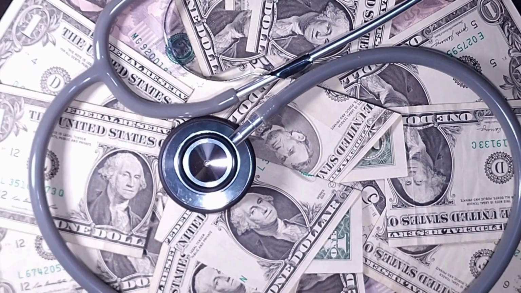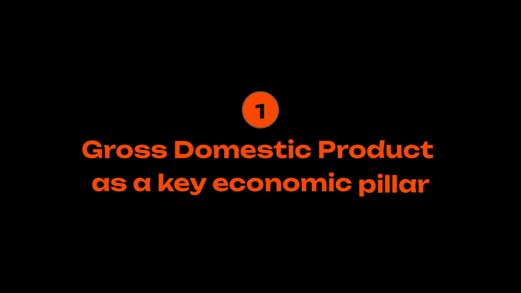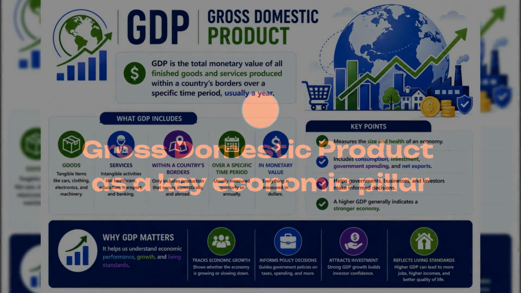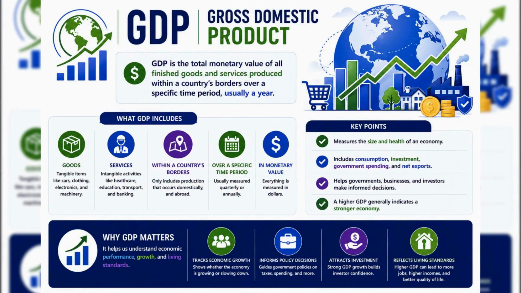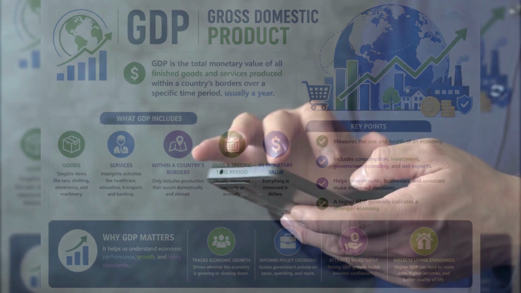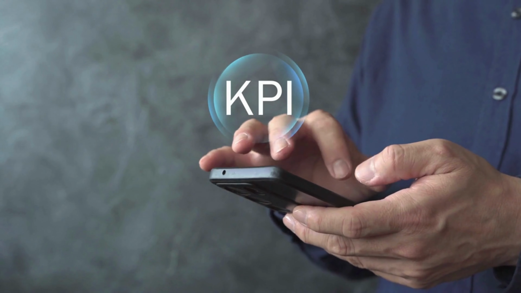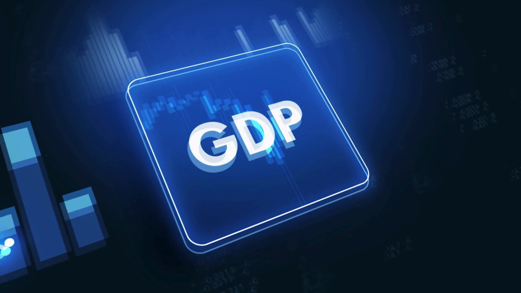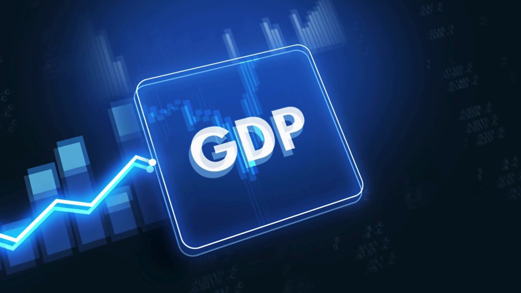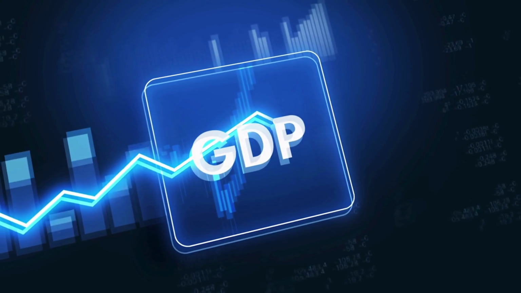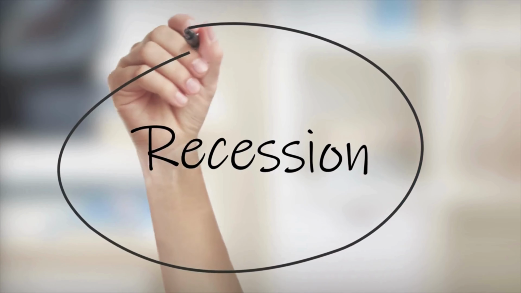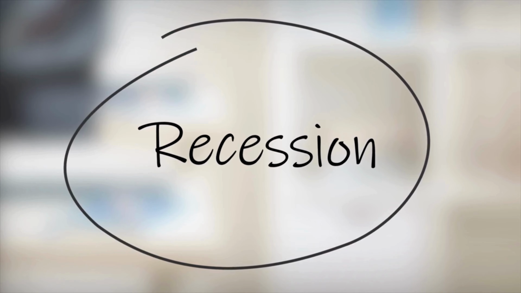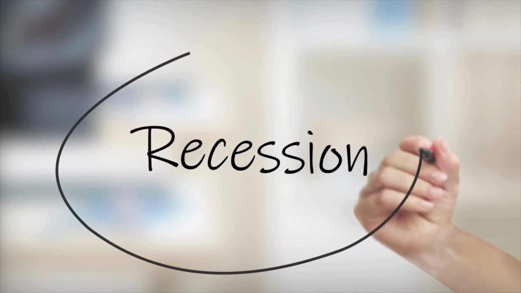The first major pillar is gross domestic product, commonly known as GDP. GDP is the total monetary value of all finished goods and services produced within a country's borders over a specific time period, usually a year. Think of it as the ultimate economic scorecard. When GDP is growing, businesses are expanding, consumer spending is up, and the economy is healthy. If GDP shrinks for 2 consecutive quarters, the economy officially enters a recession, signals weaken, and businesses often pull back on spending.